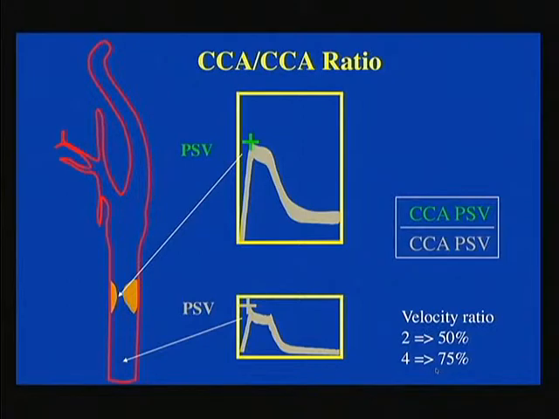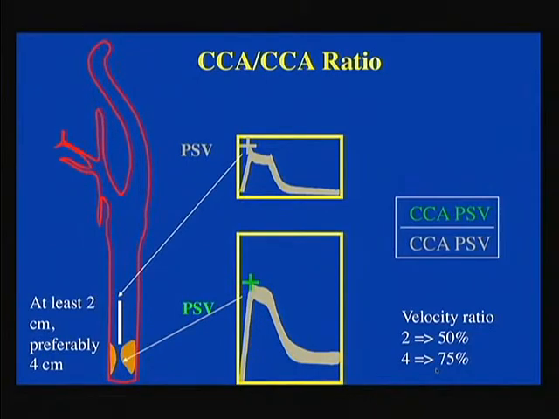Okay, but I didn't do that. The stenosis was lower down. I couldn't go before it. So I had to do the alternative. I actually measured the peak systolic velocity here, and I went downstream beyond the flow disturbance. So you've got to wait.